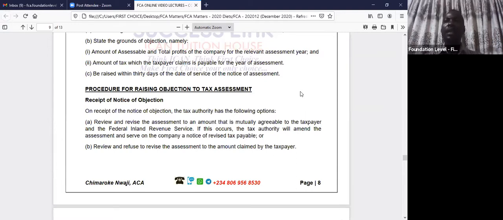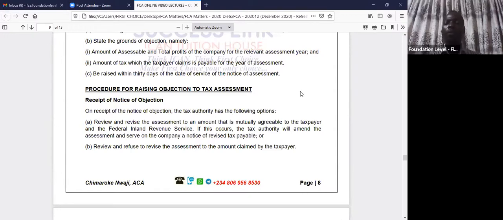Now, it means that you've paid 500,000 and they said, no, your tax is 900,000. And they're asking you to pay 400 additional. And they now discover that, no, we are not supposed to have given you additional assessment. They will write you back telling you that your revised assessment is 500, and they will acknowledge what you paid.